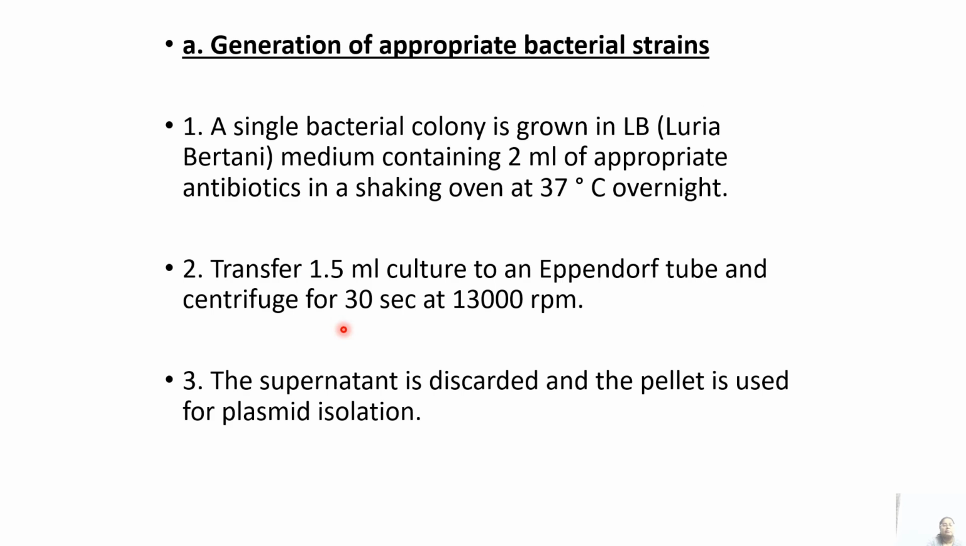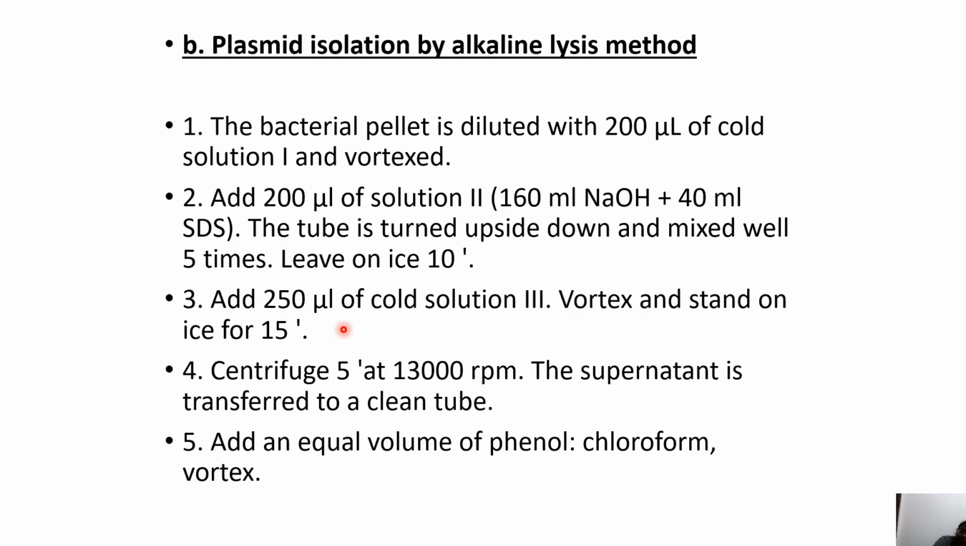So what happens basically, it's a schematic. We take a single bacterial colony grown in Luria-Bertani (LB) broth with antibiotics in a shaking oven at 60 degrees overnight, and we take that. We basically separate the media from the pelleted cells, and then we do the process of alkaline lysis.